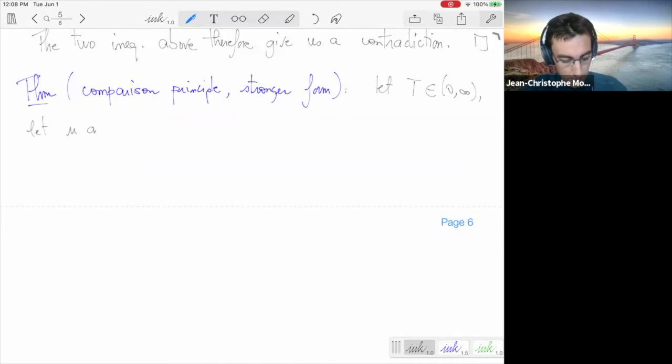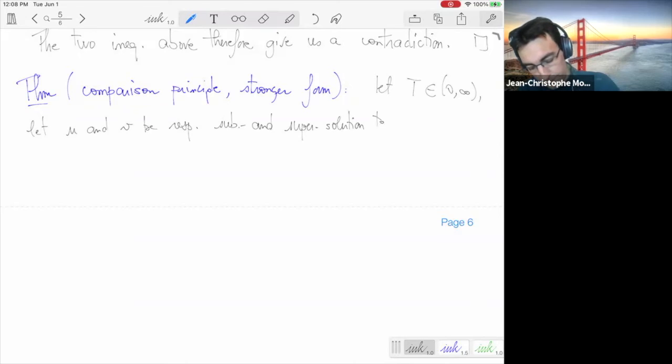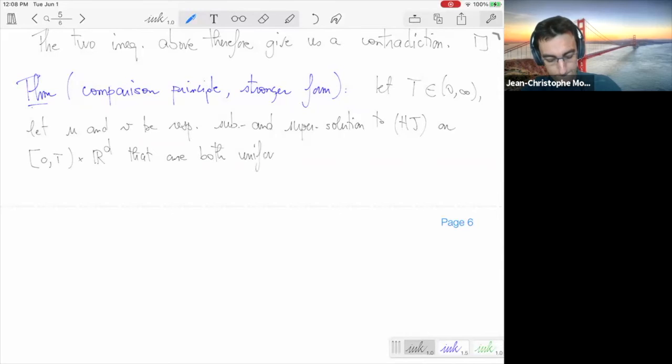Let U and V be, so U is a subsolution and V is a supersolution. And let's say it suffices that there are solutions up to time t. And again, I assume that they are uniformly Lipschitz in x. So I'm going to call the Lipschitz constant L. It means that if I look at U of t,x minus U of t,y in absolute value, this is bounded by L times the norm of x minus y, for any t. So both are uniformly L-Lipschitz in the x variable.